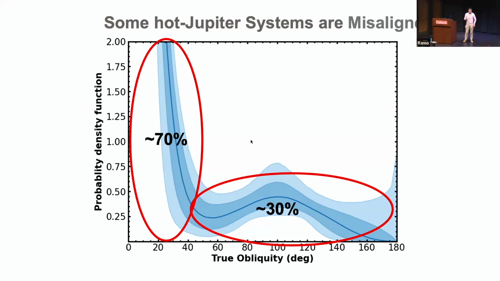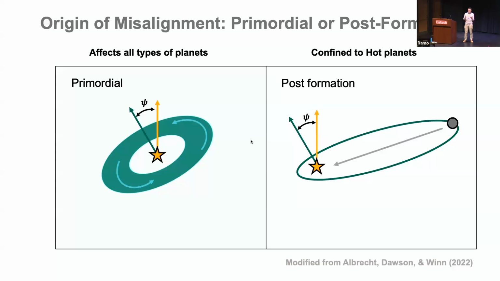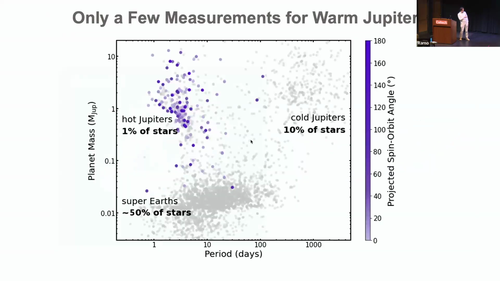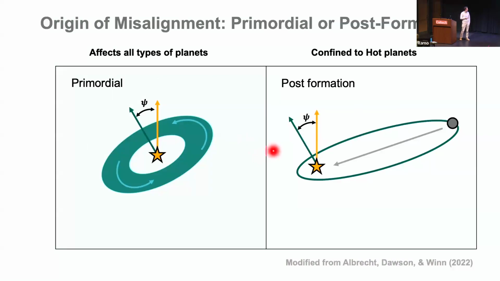Why is that? There are numerous origin mechanisms that can explain such misalignment in hot Jupiter systems, which can be generally divided into two groups. Here is a summary plot taken from Albrecht's review paper. For the left one, the first category, the basic idea is that the spin-orbit misalignment in hot Jupiter systems is a general process. It is primordial or universal, which can apply to all types of exoplanets, not only hot Jupiters, but also warm Jupiters, compact multiplanet systems, and so on.